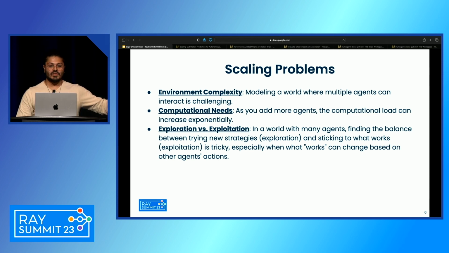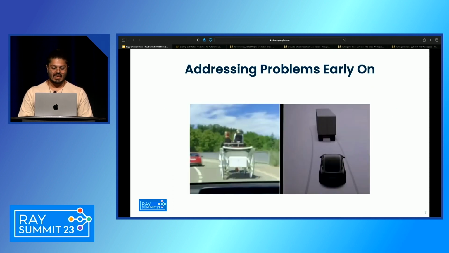This complexity of the environment causes an innate need for more computation. Also, with the heuristics that we use for a lot of these multi-agent reinforcement learning experiments, there's a problem of trying new techniques to learn for the agent or exploiting techniques that tend to already work for a specific action that our agent wants to take. And the problem is that if we don't take into account these specific complexities, you run into problems where your Tesla thinks a horse-drawn carriage is a truck.